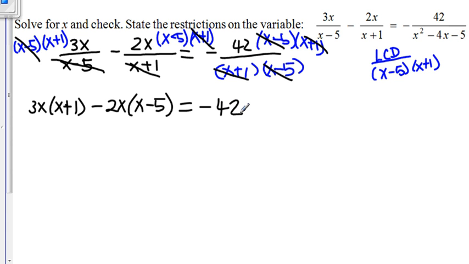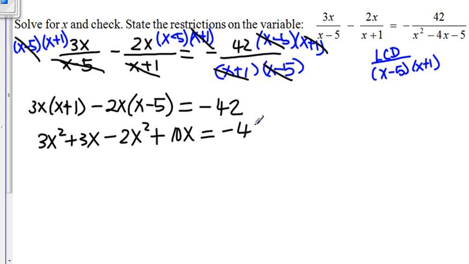So now we can distribute 3x into x plus 1. 3x times x gives us 3x squared. 3x times 1 is just 3x. Now we distribute negative 2x into x minus 5, that will be minus 2x squared. Negative 2x times negative 5, a negative times a negative is a positive 10x, equal to negative 42. Now we combine like terms. 3x squared minus 2x squared gives us a single x squared. 3x plus 10x gives us 13x, equal to negative 42.